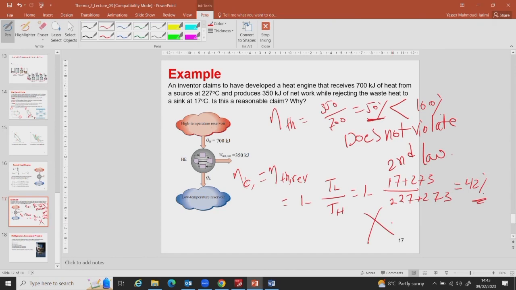Now, if you are the best engineer and can design the best machine that operates between 227 degrees C and absorbs 700 kJ, and your sink temperature is 17 degrees C, the maximum efficiency you can get is 42%. So your W net would be 0.42 times 700, which is 294 kilojoules, I believe. It's not 350, and the rest is actually wasted.